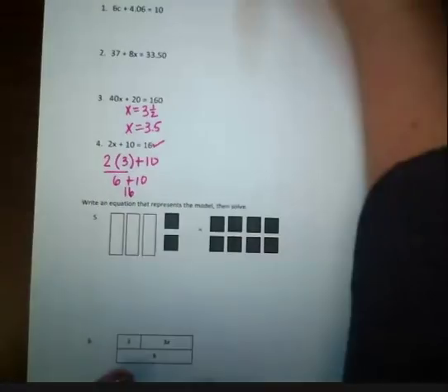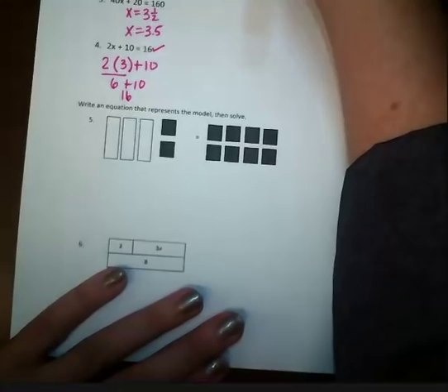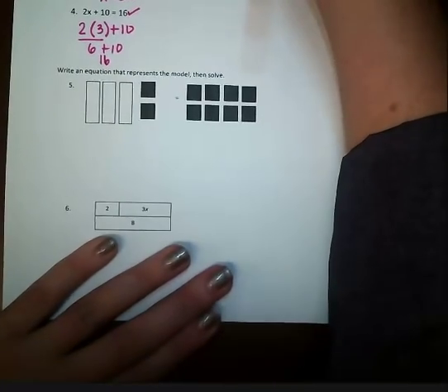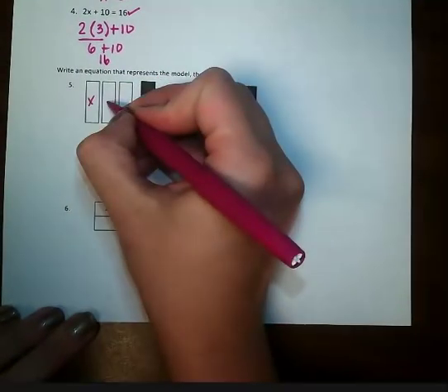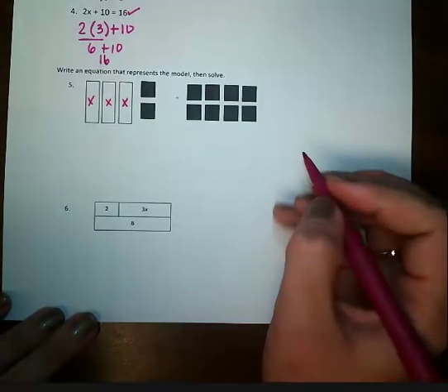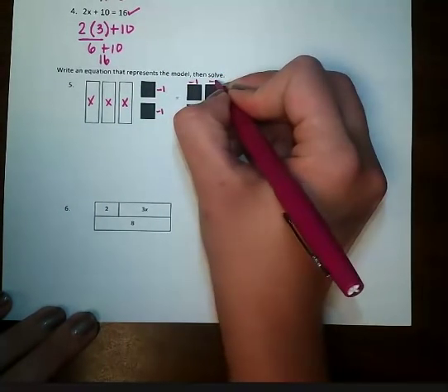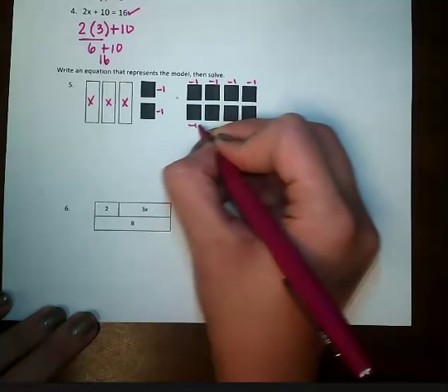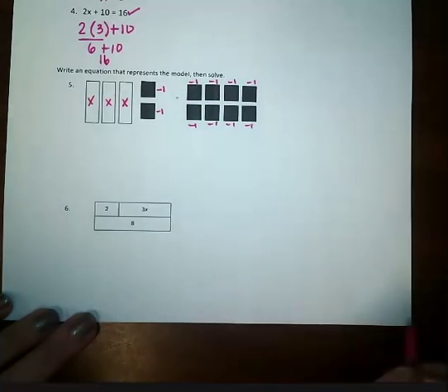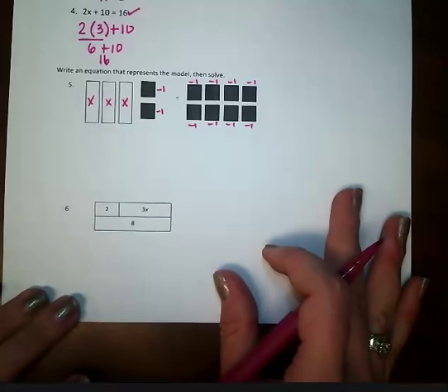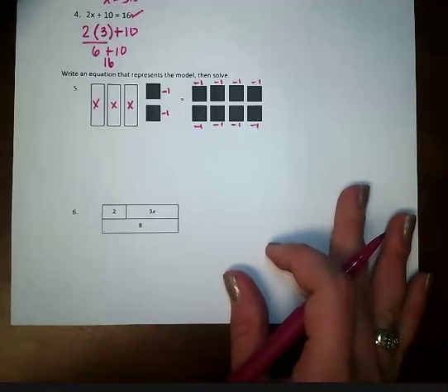Let's go to number 5. There's a model. Let's see if I can get this closer up here. So each one of these we talked about in class with models. Those are the x's. And each one of these is a -1 because it is shaded. Okay, so the first thing that we have to do is just to write the equation, and from there, then we can just solve it.